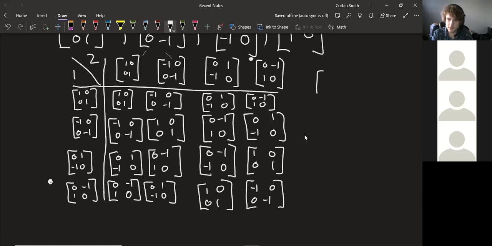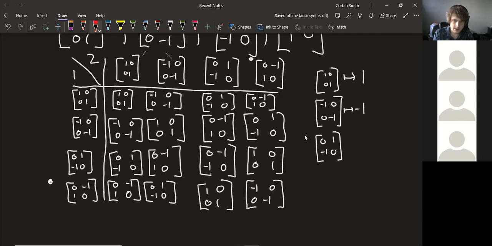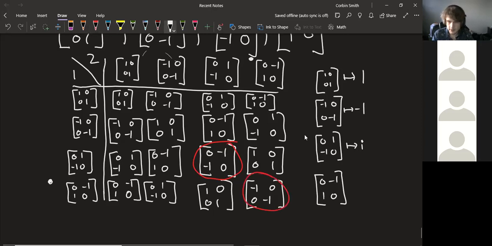So if I say our first matrix, the identity matrix, let's just call that 1. And then our second matrix, well, we should call that -1. And then if I call 0, 1, -1, 0, if you notice, this thing actually squares to -1. So let's call that I. And then this thing, which is its negative, -1, 0, 1, 0, also squares to -1. So we should call that -I.